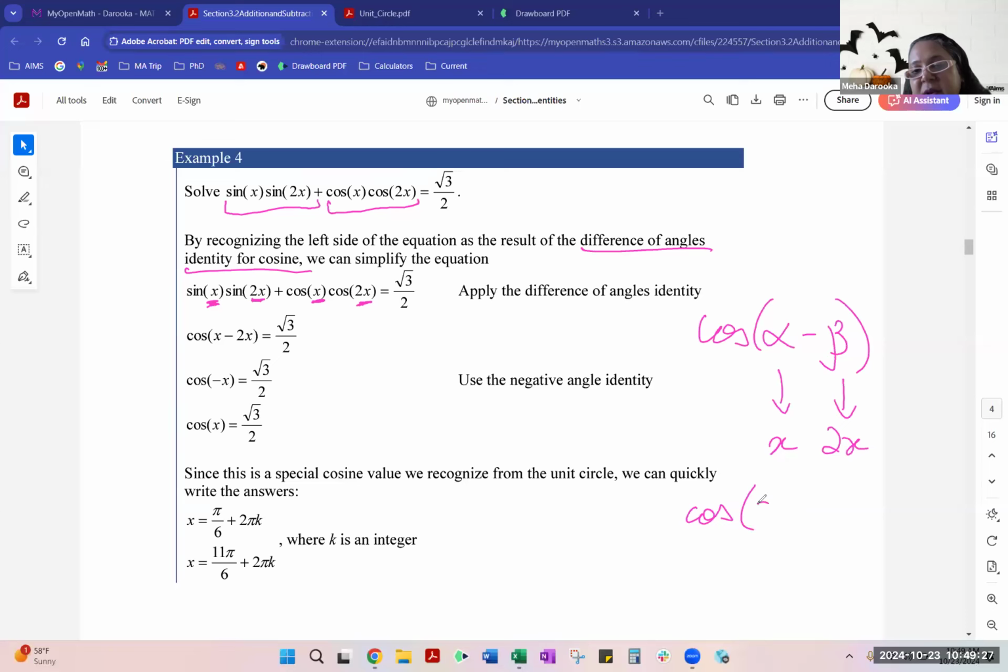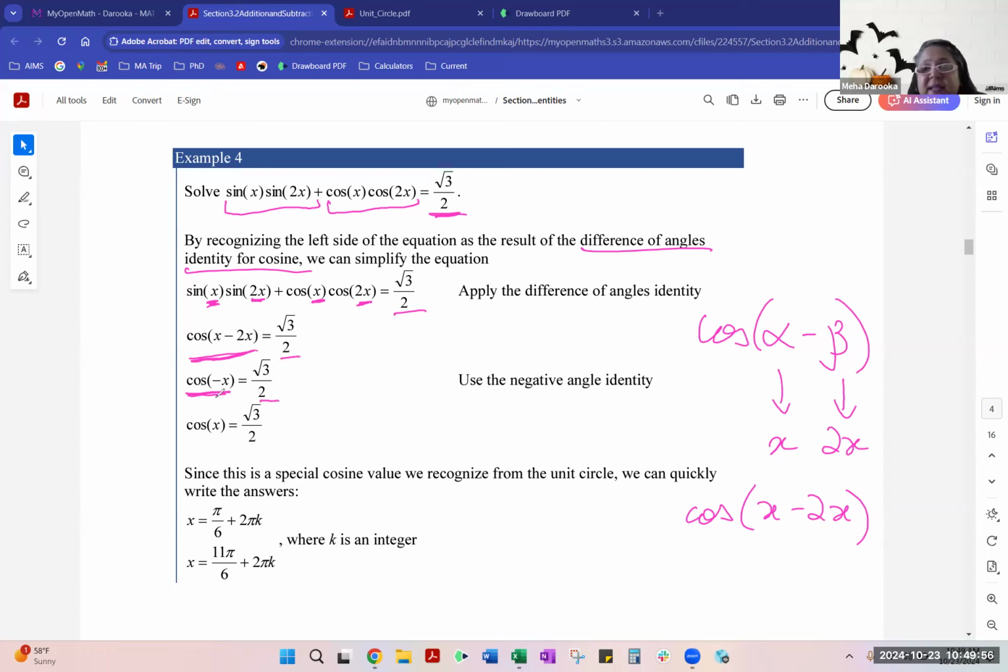So that ends up becoming cosine of x minus 2x. And you can see that's what we broke this down into. And then we can simplify that, right? X minus 2x, so that's 1 minus 2, which gives us negative 1. So this ends up becoming cosine of negative 1x, or just negative x, and that's equal to cosine, square root of 3 over 2 from this right-hand side value over here, which we've just been bringing down with us.